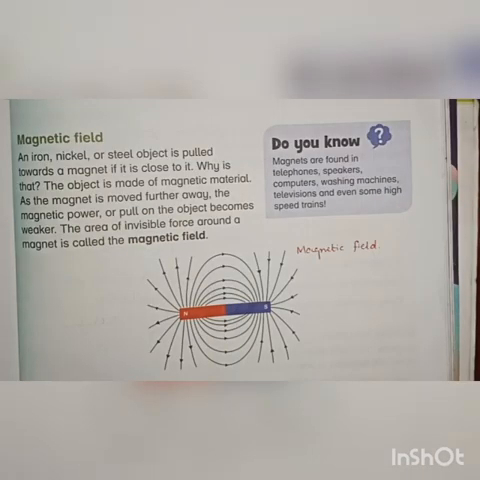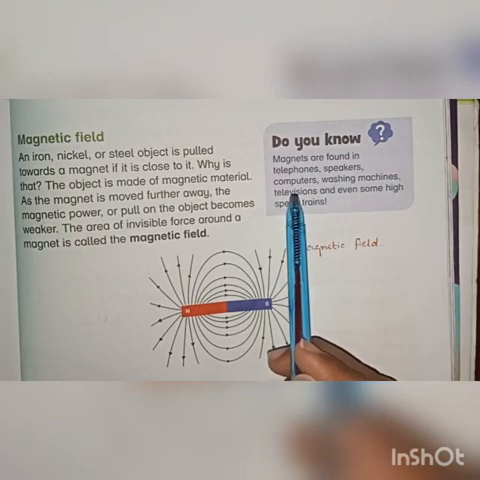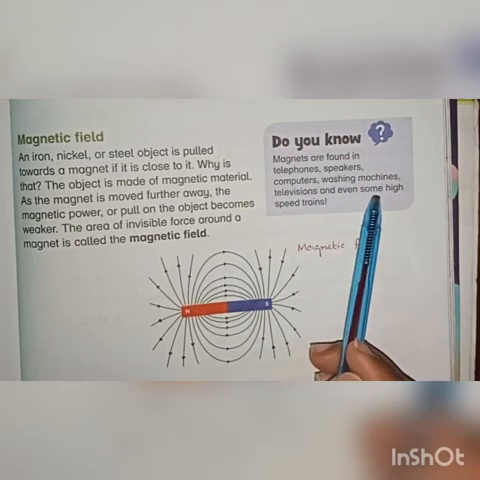Next, do you know where magnets are found? Magnets are found in telephones, speakers, computers, washing machines, television, and even some high-speed trains.